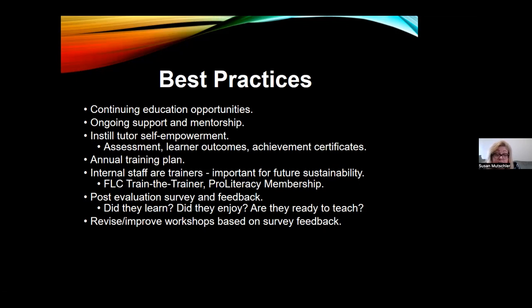We want to instill tutor self-empowerment. Yes, I've worked where we had some of our tutors only do assessments. We've had special tutors that just did assessments to help our program. But I also think that a tutor can be self-empowered to do like the Where to Lit Start, or they can also do assessments as they work with the learner. Being able to report their learner outcomes.